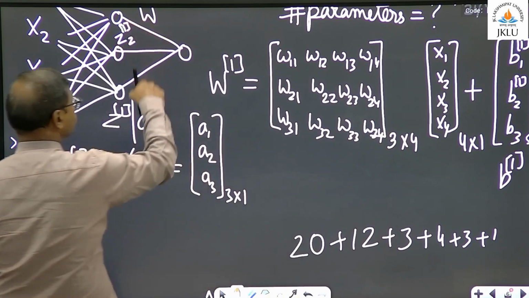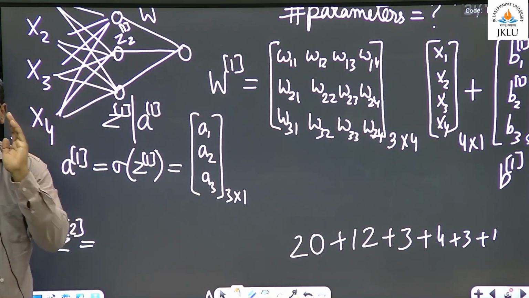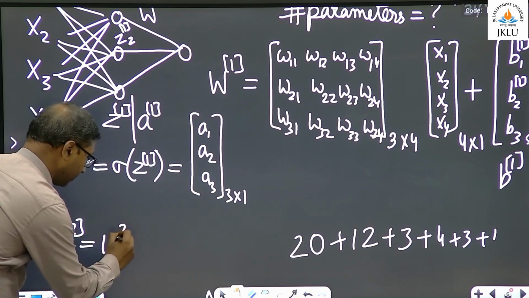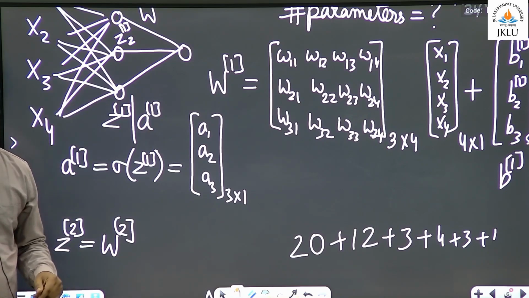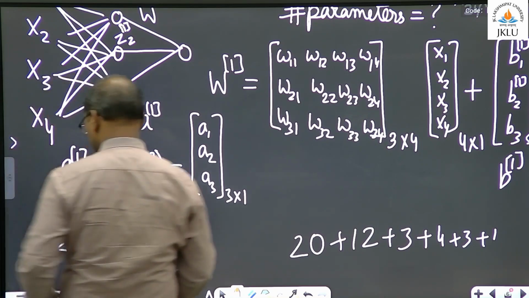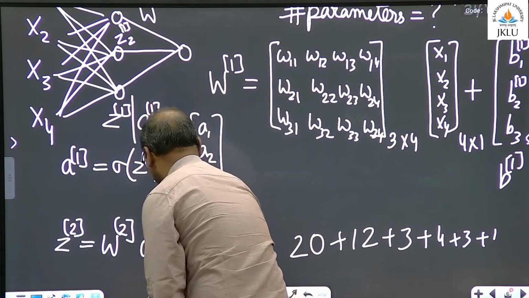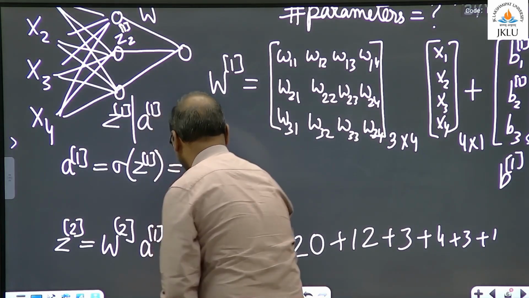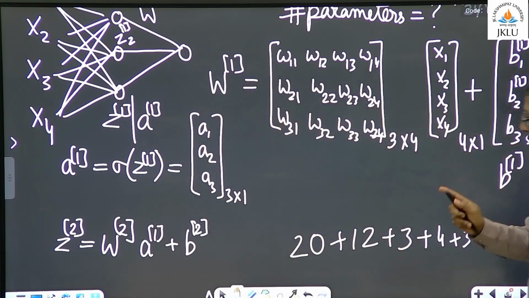So this is W2. What are the dimensions of W2? 1 cross 3. Now this gets multiplied with A1, right? Of course, A1, very good. Plus B2. What is B2? 1 cross 1. All right.